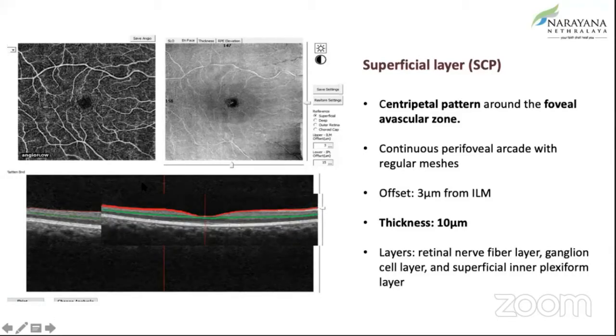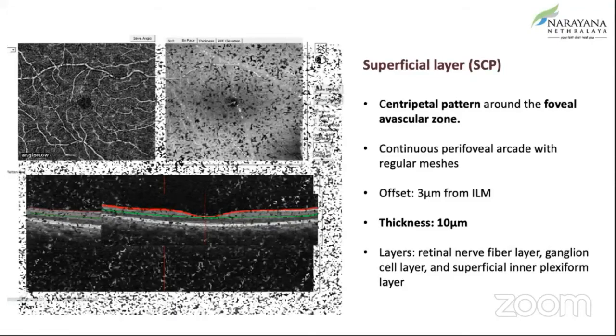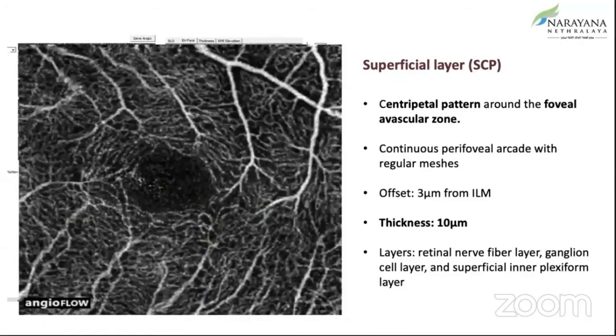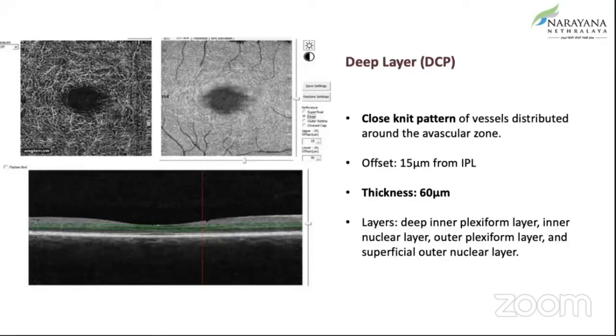So the layers that you see here are the retinal nerve fiber layer, the ganglion cell layer, and the superficial inner plexiform layers, which is what is seen in the SCP. Going on to the DCP, or the deep capillary layers, this has a more close-knit pattern of vessels distributed around the avascular zone. And it's about 60 microns.